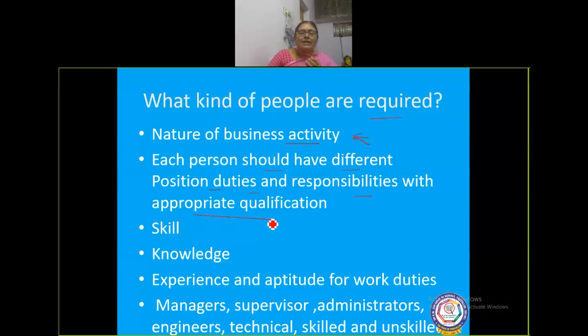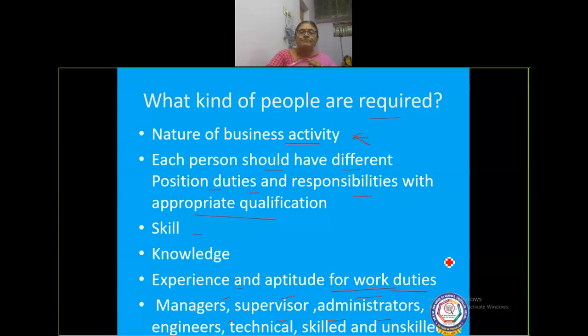So depending upon the type of people you require, for managers, you may require 10 managers. What type of supervisors do you require? How many do you require? What kind of administrators, engineers, technologists, skilled and unskilled workers, maybe laborers or auditors, accountants, managers. So you might be requiring different types of people. What kind of people you require depends upon the nature of business. And if they're recruited, you should make sure they have the appropriate skill, knowledge, experience, and aptitude for the work.